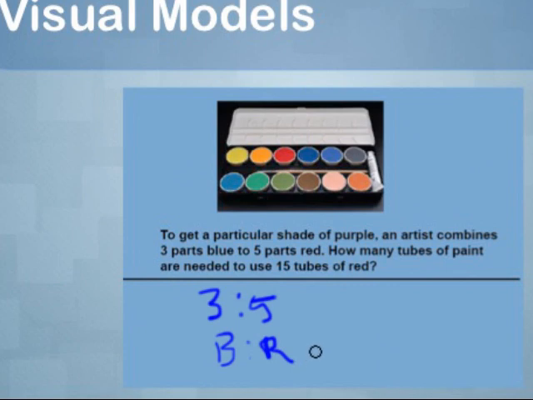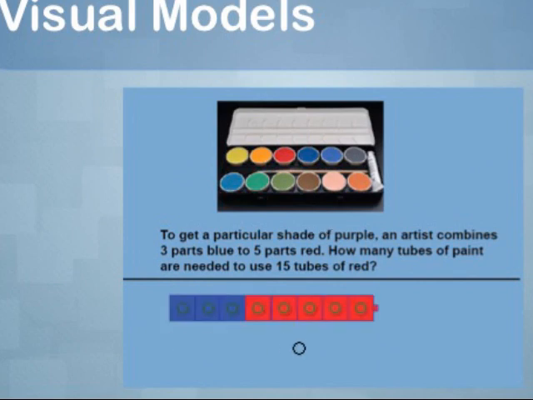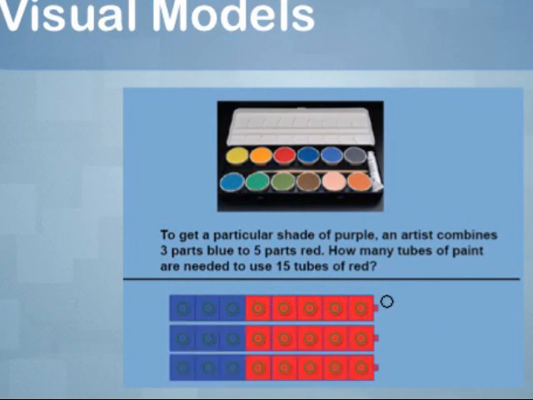You can use snap cubes to create the 3 to 5 model, like this. There are a total of 8 cubes in this 3 to 5 ratio. Add groups of these until you get 15 tubes of red, like this. There are 3 groups of 5 reds. That gets us to 15. And the total number of tubes needed is the total number of snap cubes, which is 3 times 8, or 24.